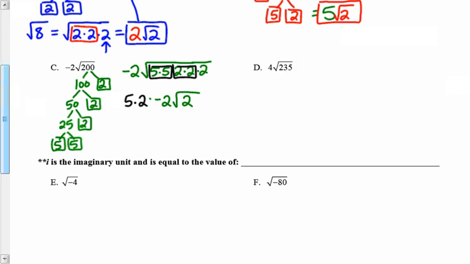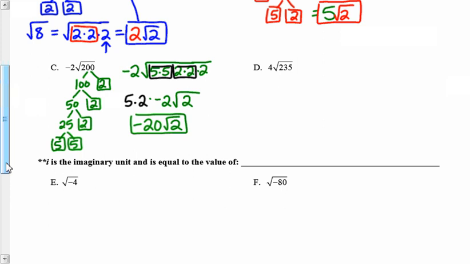So if I multiply 5 times 2 times negative 2 out in front, that gives me negative 20 square root 2. And as always, you can check your answers by plugging in your original problem and your final answer, and they should give you the same decimal.